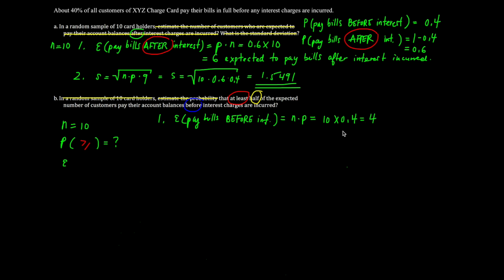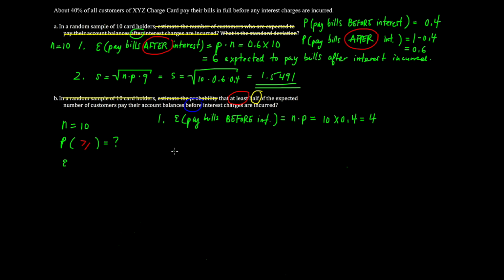Now, for those of you that are a bit more comfortable with the theory, you know that in the same way that P and Q are complements, both the expected numbers would have been complements, right? So if we have 6 people out of 10 that pay bills after interest are incurred, then the complement, 10 minus 6, 4 people out of 10 will pay their bills before interest is incurred, right? Because they have to make up the entire sample size of 10.